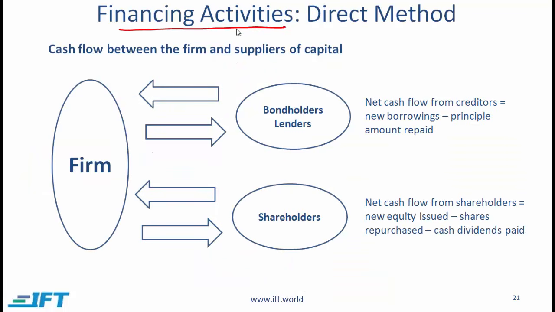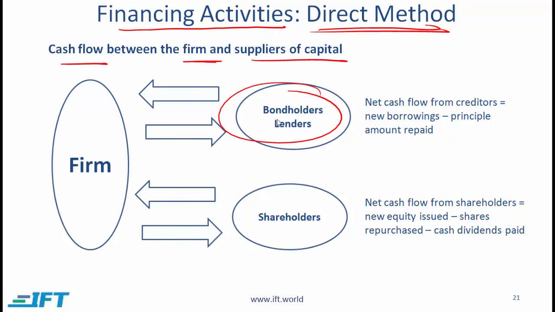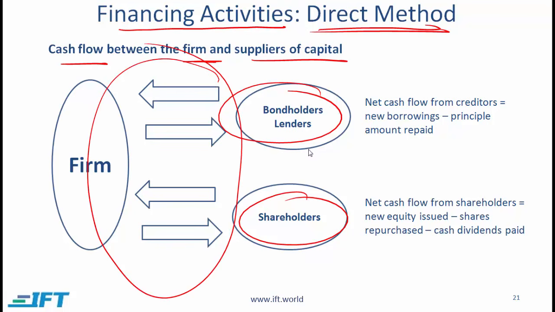Coming now to financing activities, and as I mentioned before, with both investing activities and financing activities, we only have the direct method. There is no indirect method. Financing activities deals with cash flow between the firm and suppliers of capital. The major suppliers of capital are either lenders or bondholders and shareholders, be they common shareholders or preferred shareholders. So all this cash flow needs to be shown on the financing segment of the cash flow statement. It's referred to as the CFF, cash flow from financing.